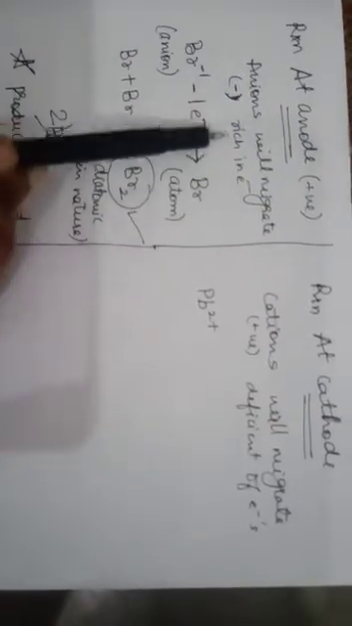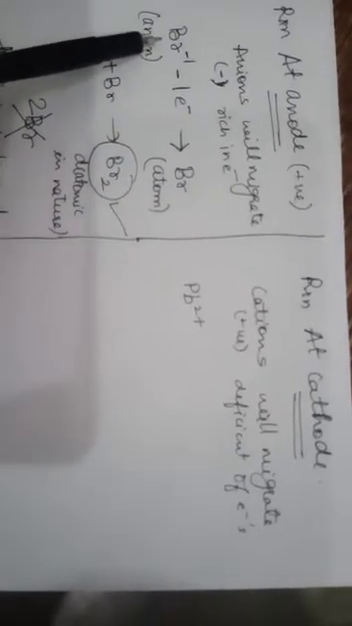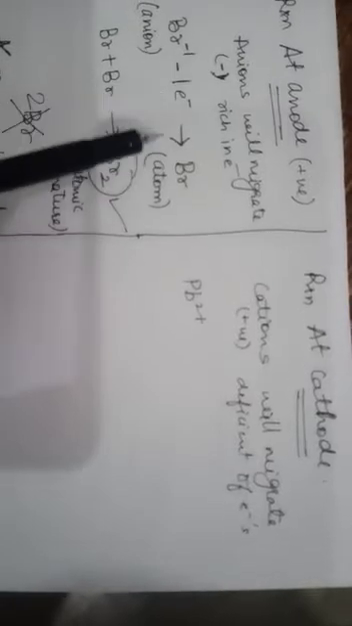Reddish brown vapors of bromine are formed. Are you getting? You need to remember. See here, I have written the reaction at anode. At anode, who will migrate? Anions will migrate, because anions are rich in electrons. So which anion will migrate? In lead bromide, bromide ions will migrate. It will lose one electron, so here Br atom will be formed. Now similarly, two Br atoms will combine and form Br2. The product formed at anode is bromine gas, which has reddish brown vapors.